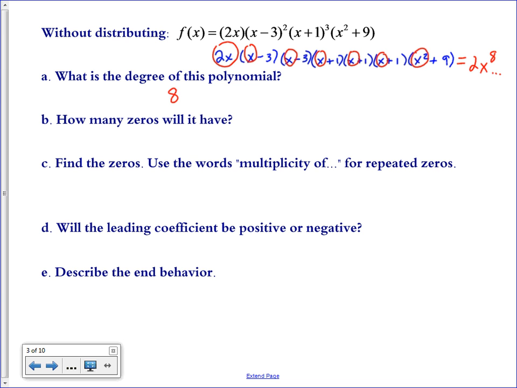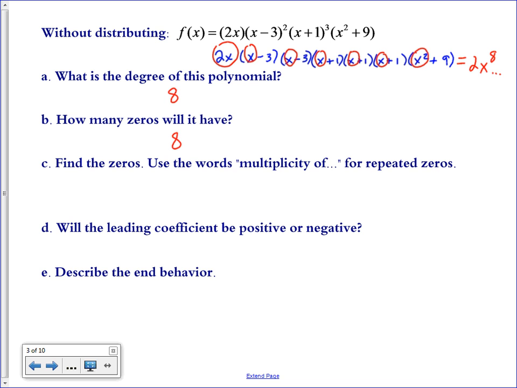How many zeros will it have? Zeros, as you know, are the x-intercepts. And we learned that the number of zeros is equal to the degree. Now, some of them may be imaginary and some of them may be real, but we're not asked in that great detail. So we just have to say that there will be 8 zeros. Because the degree was 8, there are going to be 8 solutions. The next question actually wants us to find them. Actually find the zeros of this function.